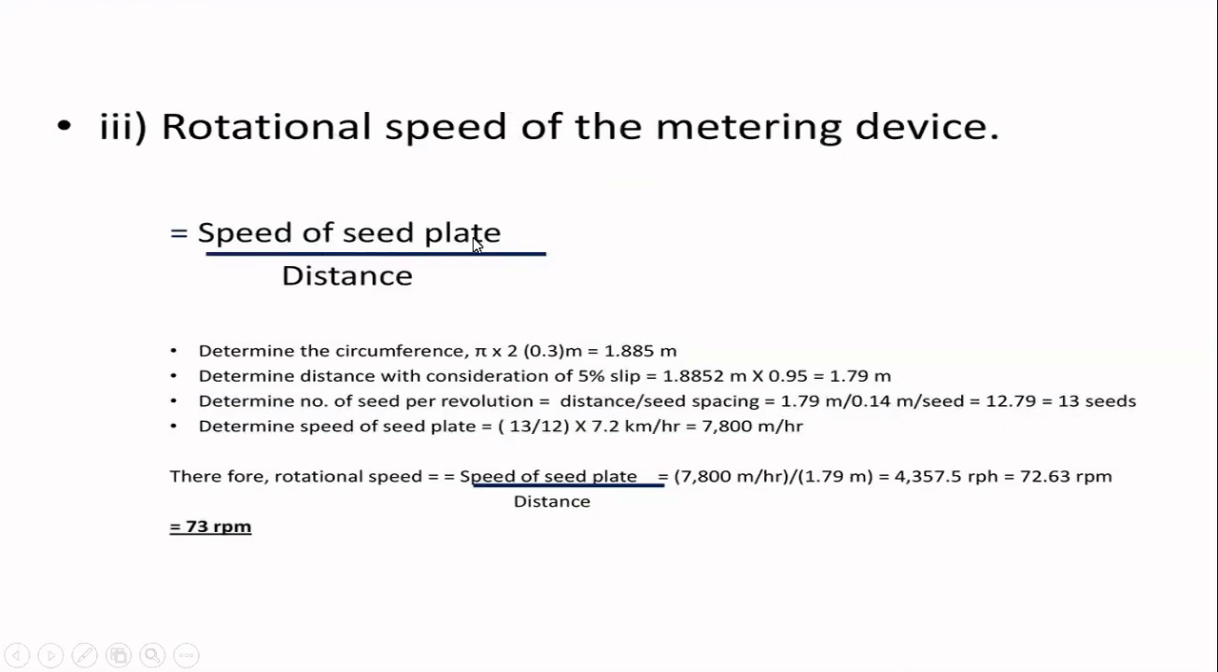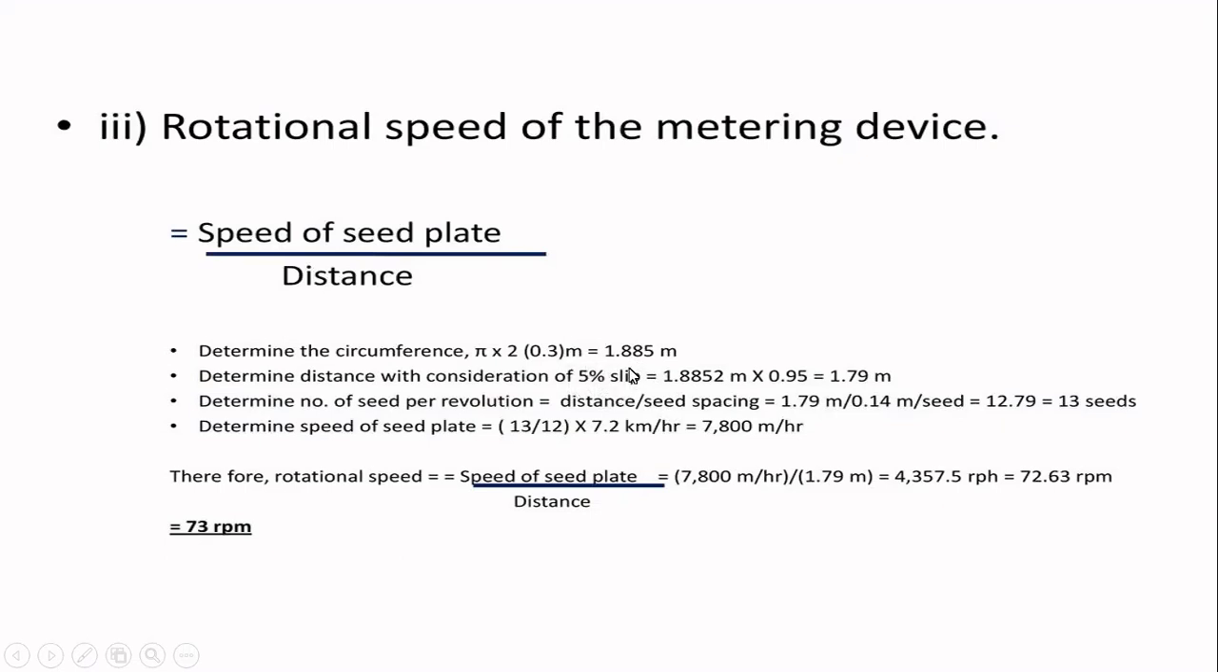The speed of the seed plate is based on the distance traveled. The circumference, the traveling length per revolution, is 2 pi r. Here r is given as 0.3 meter, so 2 pi r is equal to 1.885 meter. Then determine the distance considering the percent slip.